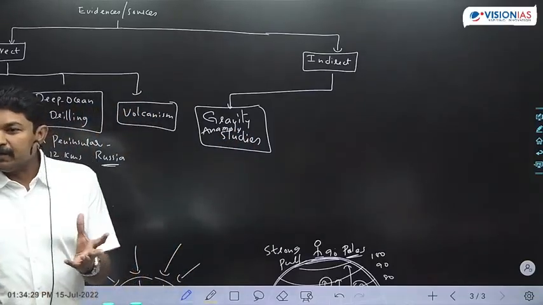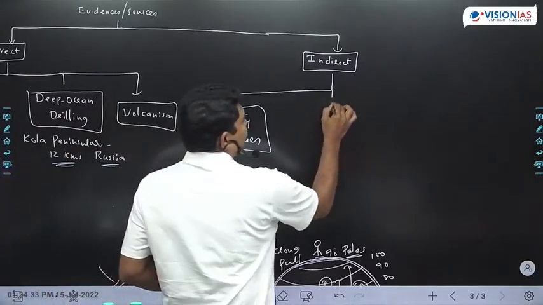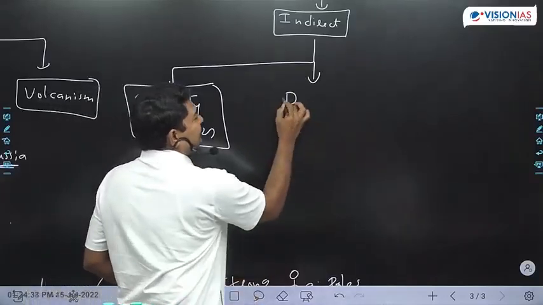What do you mean by anomaly? Nothing but changes, right? Then after this one, the next important indirect evidence is called density studies.